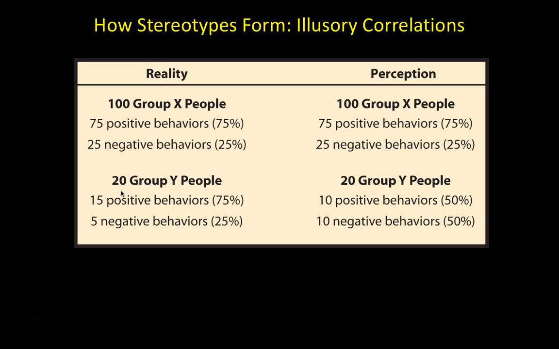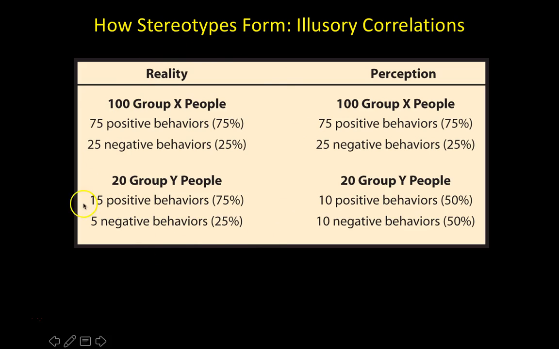As you can see, if they read 120 vignettes, three quarters of them were positive. For the group X people, 75 of them did positive behaviors, 25 did negative behaviors. And then the group Y people, 15 did positive, 5 did negative. So do the math, that's the same proportion. So there's no correlation, right? Group X people are equally likely to do positive behaviors as are group Y people.